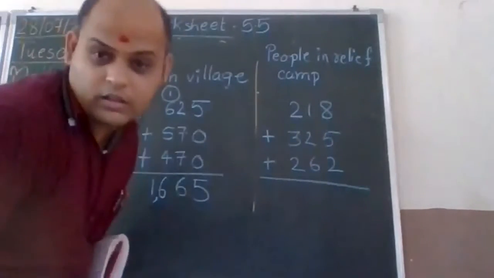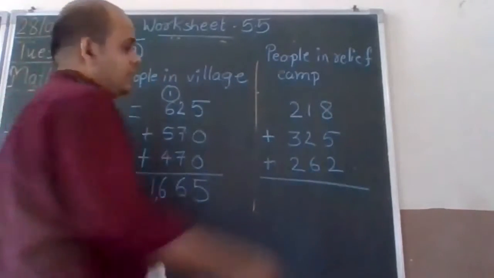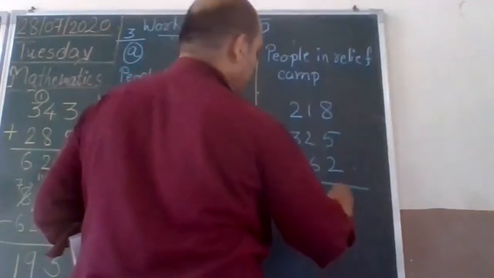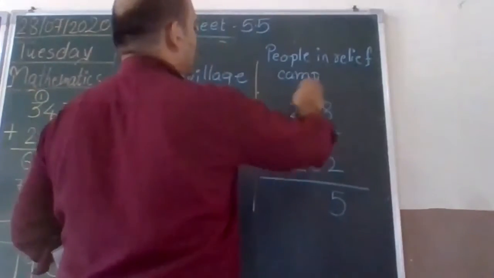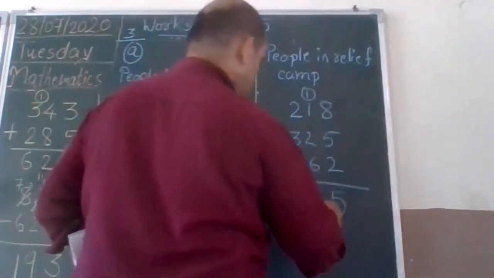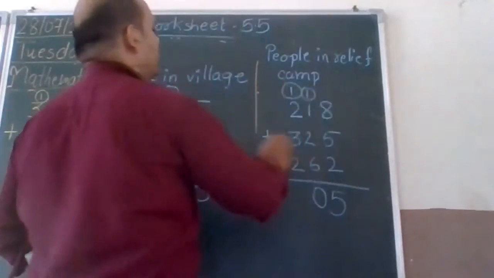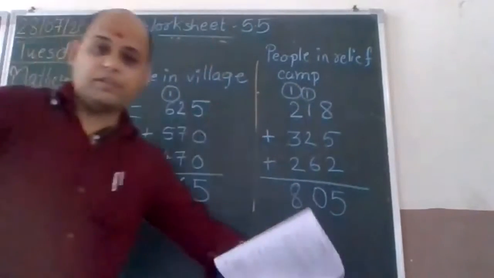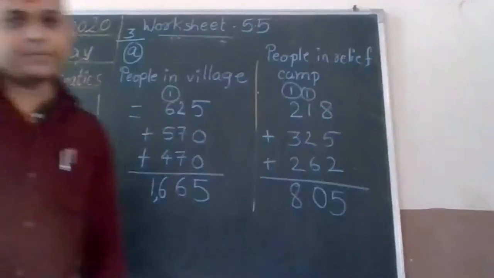Yes, very good, Maithili. Good job. Now you have to add these three. 8 plus 5, 13 plus 2, 15. 1 carried over. Okay. Plus 1, 2, 2, 4, 6, 10. 1 carried over. 3, 6 plus 2. So these many people were shifted to relief camp. Okay.